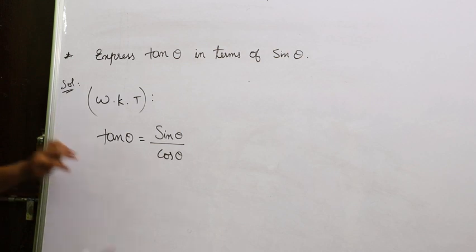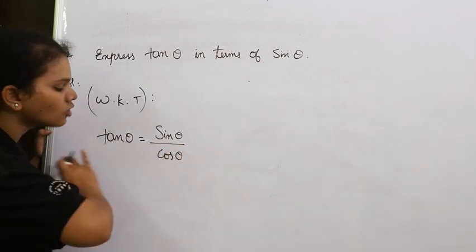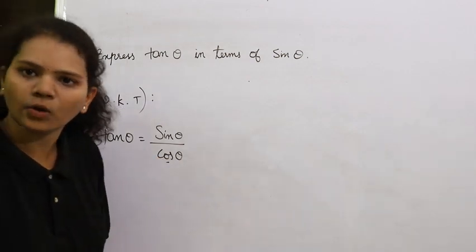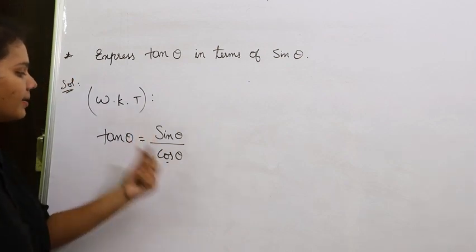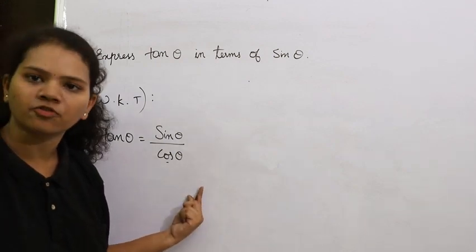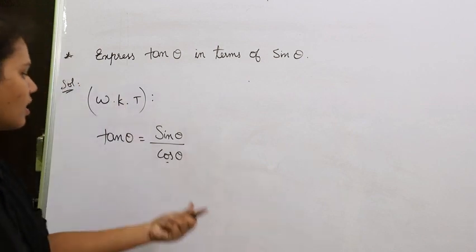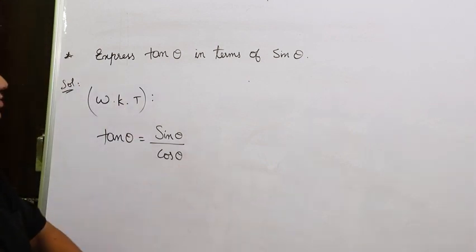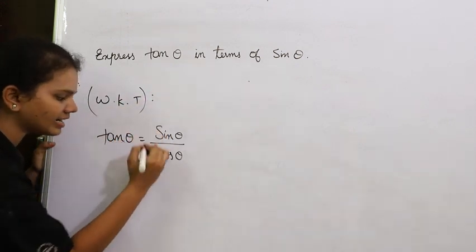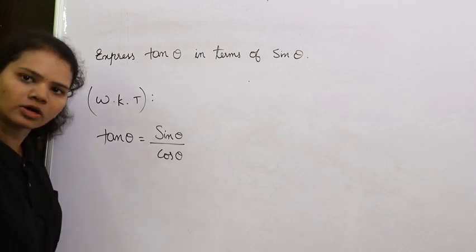Now here the numerator is in terms of sin theta, but the denominator is not in terms of sin theta; the denominator is cos theta. So I need to change this cos theta into sin theta in the denominator. That's the only method we are going to think of to change tan theta in terms of sin theta. Clear? I will explain again. We know that tan theta is equal to sin theta by cos theta.